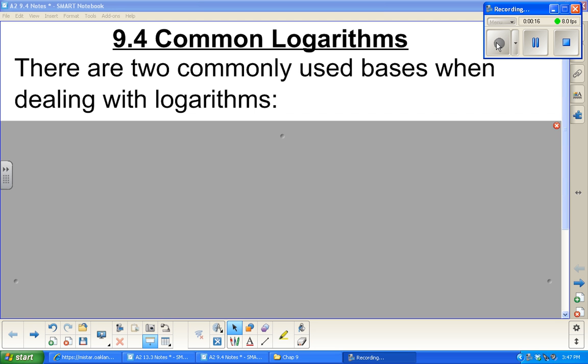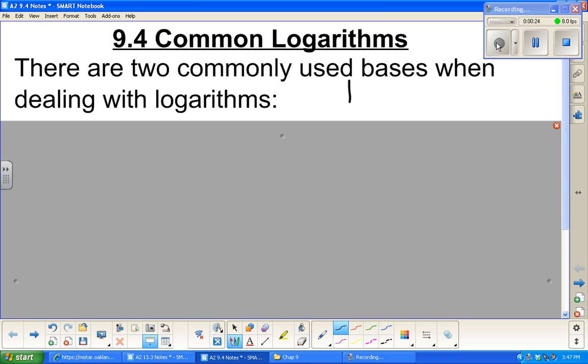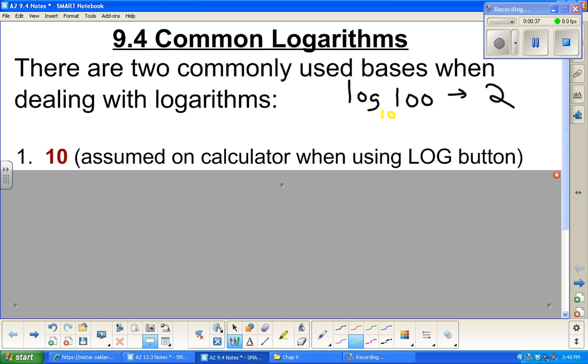So we showed a little bit briefly in the previous video, if you just go into your calculator and press log and type log of 100 or something, it's going to give you an answer of 2. That means the calculator must be assuming a base 10, because 10 to the second power is what equals 100.